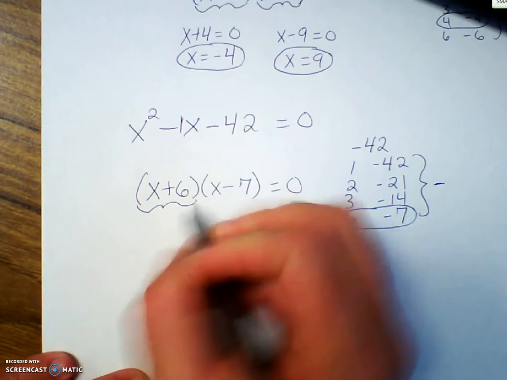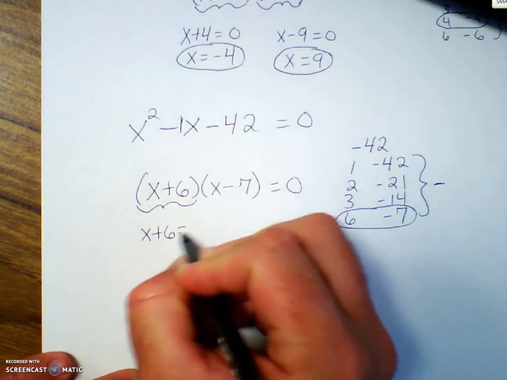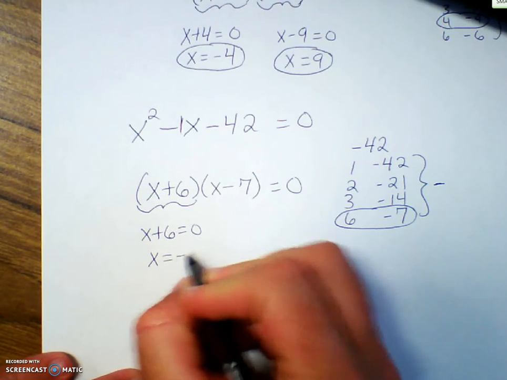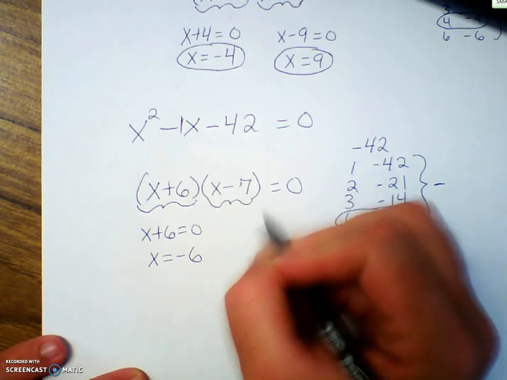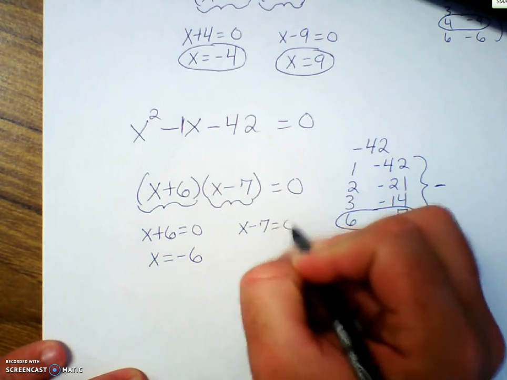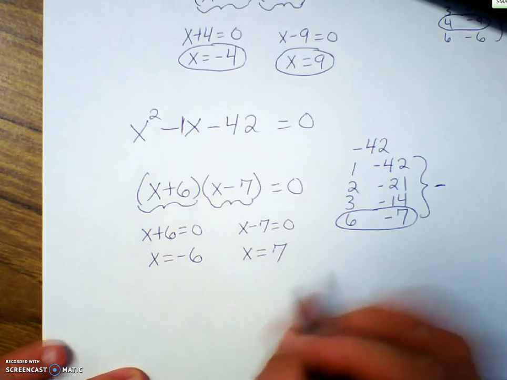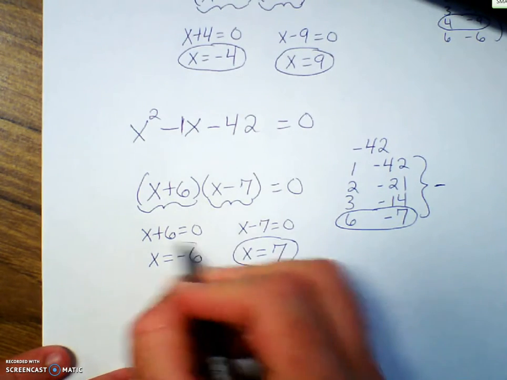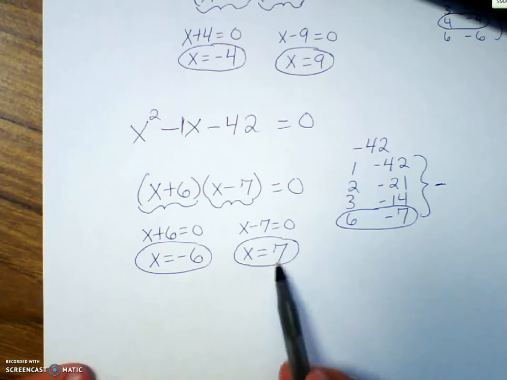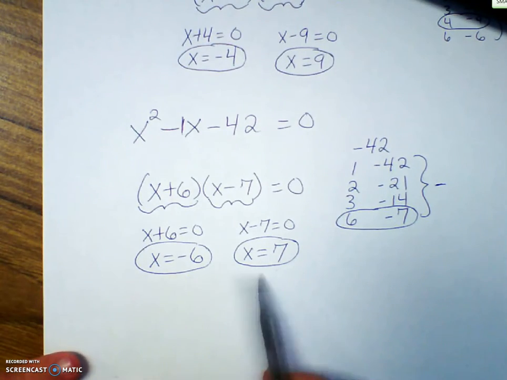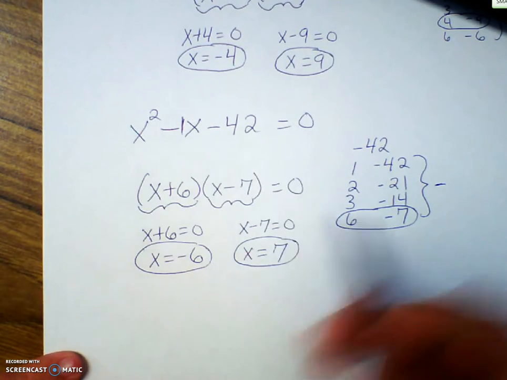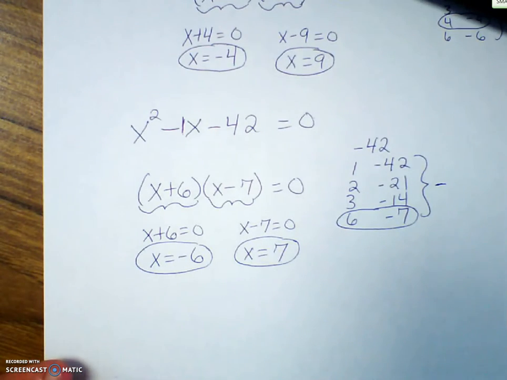Set this parentheses equal to 0. Solve it and you get -6. Set that parentheses equal to 0. Solve it and you get +7. Those are your two solutions. Remember, you can take those two solutions like we did in the last question, plug them back into the original. If it gets you 0, then you know you're correct. Okay.